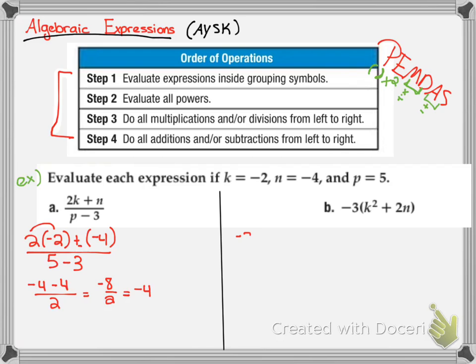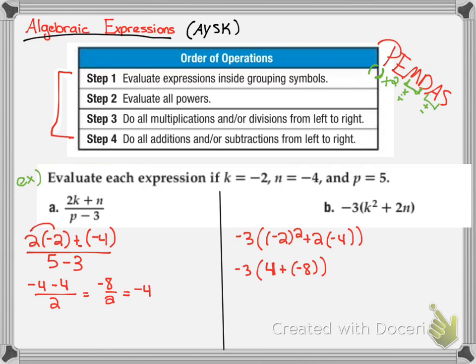Again, we're just going to go ahead and plug in our values. We have K is -2 squared plus 2 times N, which is -4. Okay, so again, this is where we've got to be careful with the order of operations. We have -3. -2 squared is a +4, not -4, plus 2 times -4, which is -8.